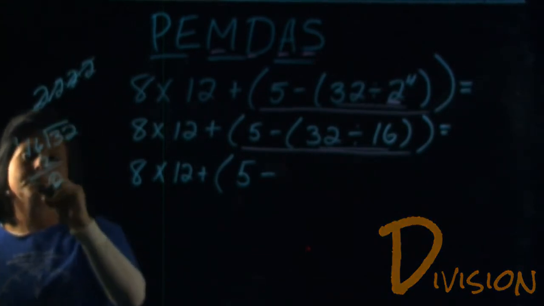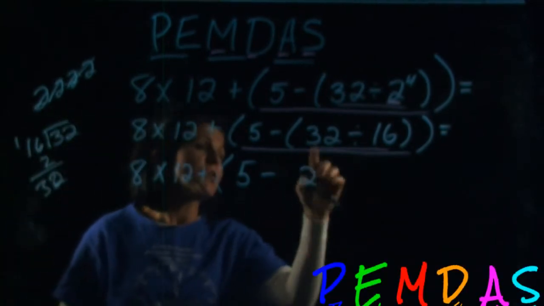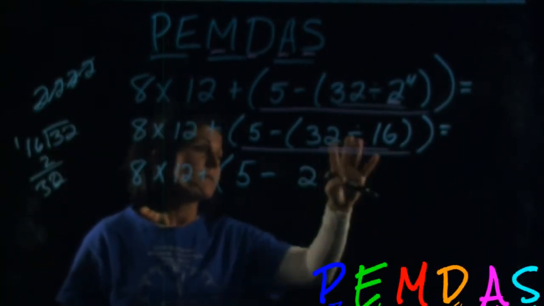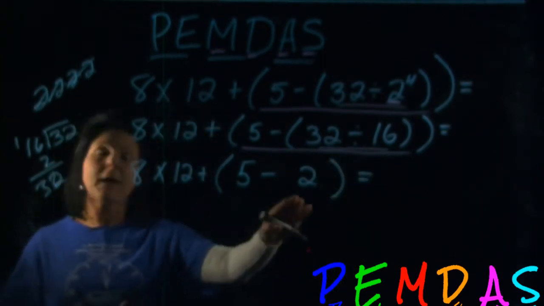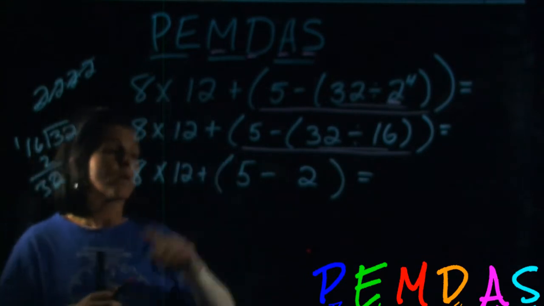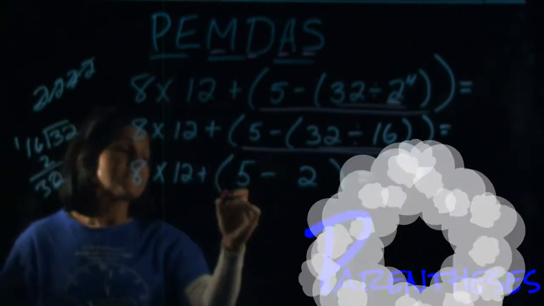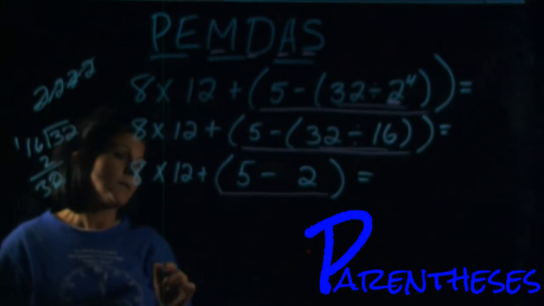Oops, sorry. Okay. I'll write the 2. I get to get rid of the little parentheses because I have no more operations in here. Parentheses, equals. So now I'm down to this. I follow order of operations again. I still have a set of parentheses. I'm going to underline that.